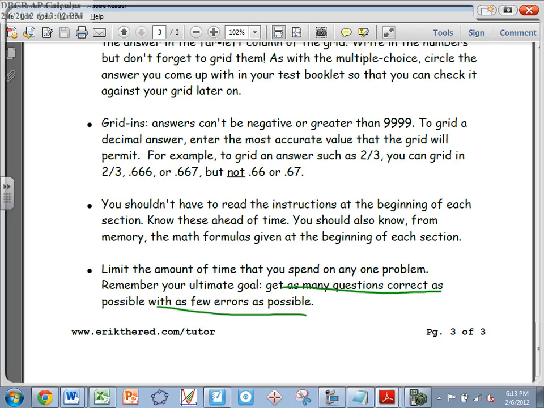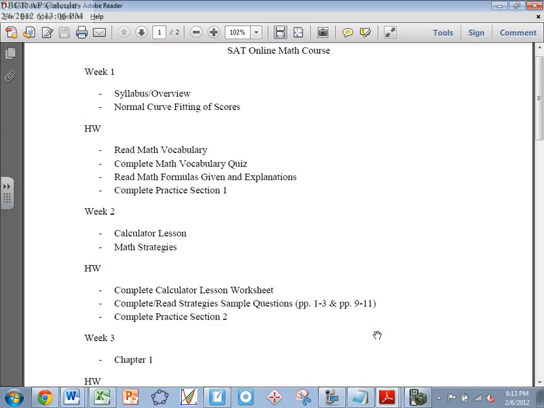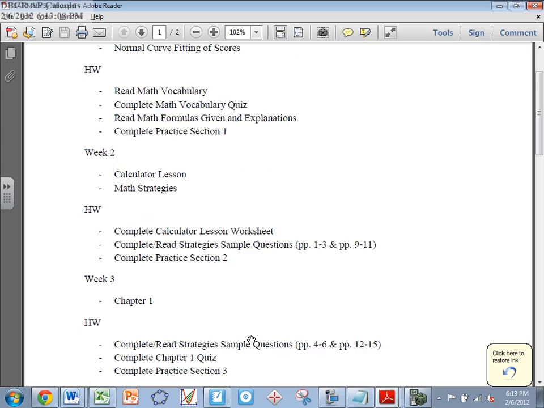Again, remember tonight or this week, your assignment this week is to go ahead, complete the calculator lesson worksheet. I'll put the answer to that up on Friday. Complete the practice section 2, and then complete the strategy sample questions, pages 1 through 3, and you'll see the answers on 9 through 11.